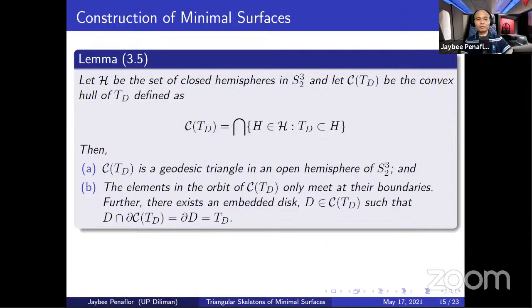Let's look at the sketch of the proof. First, let's look at part A.